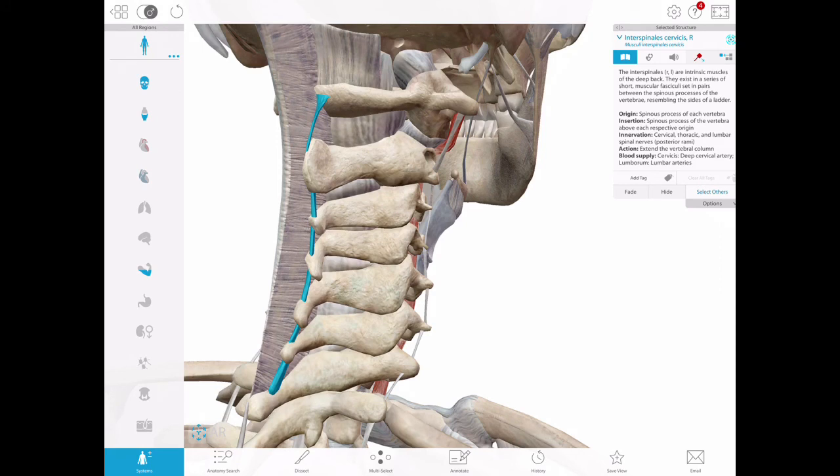Here we have the interspinalis. These are tiny little muscles that originate on the spinous process below and insert on the spinous process above. These muscles help with neck and trunk extension.